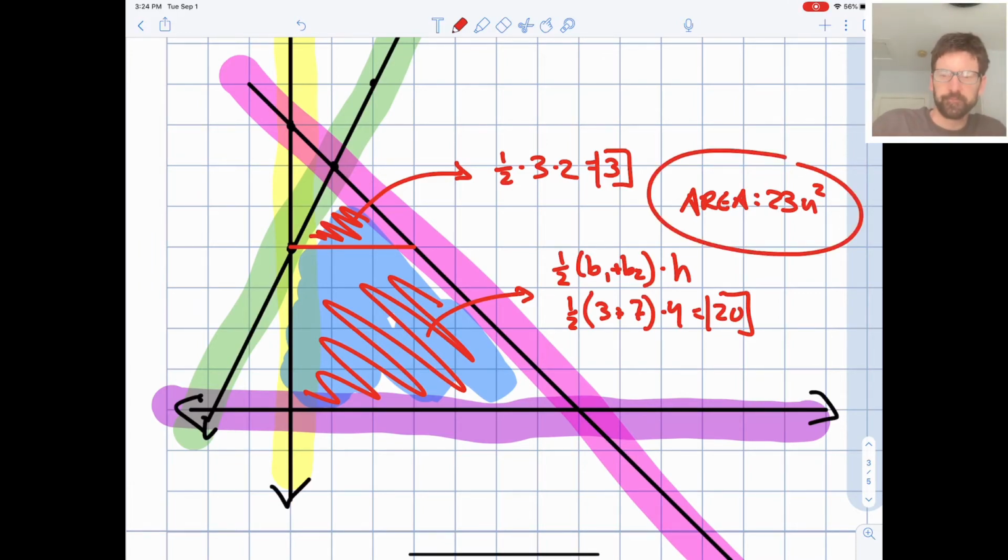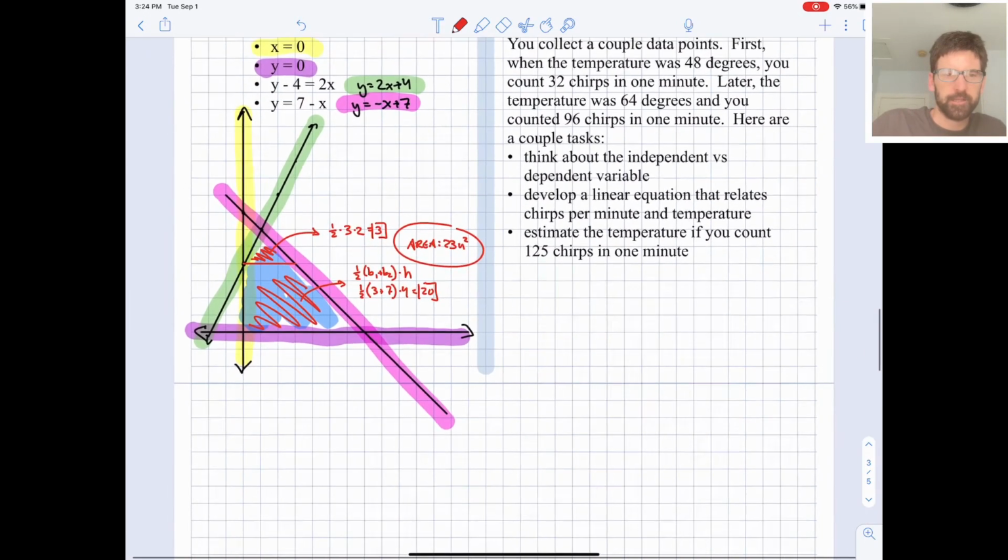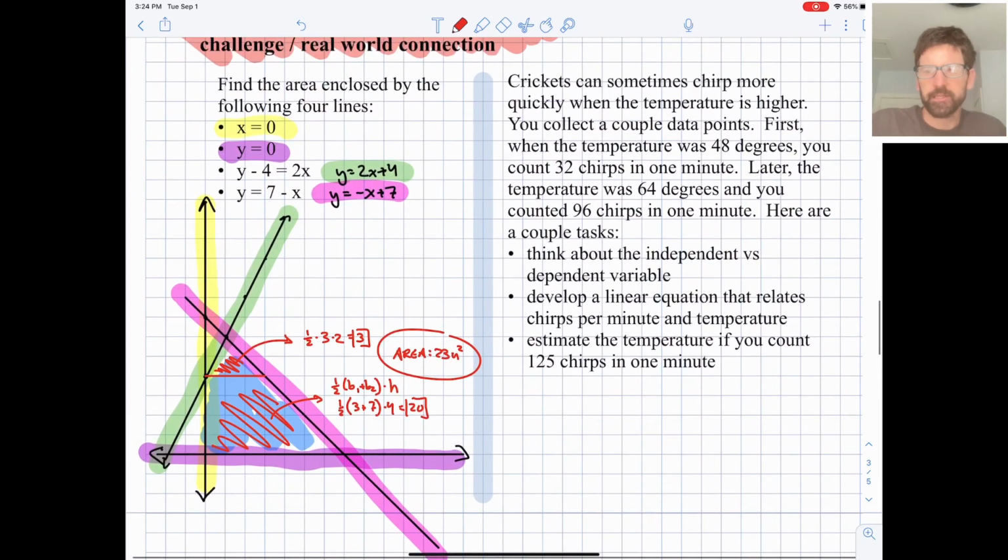Nice. All right, let's look at this next one. Crickets can sometimes chirp more quickly when the temperature is higher. I don't know if you've ever noticed that. You collect a couple data points. First, when the temperature was 48 degrees, you count 32 chirps. Later, the temperature was 64, and you count 96 chirps.